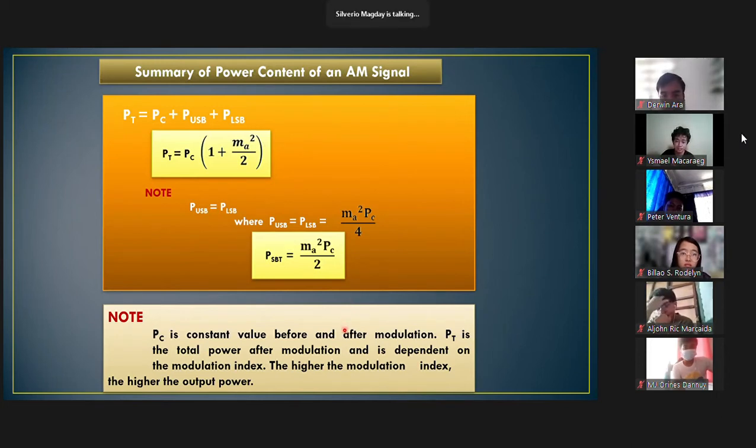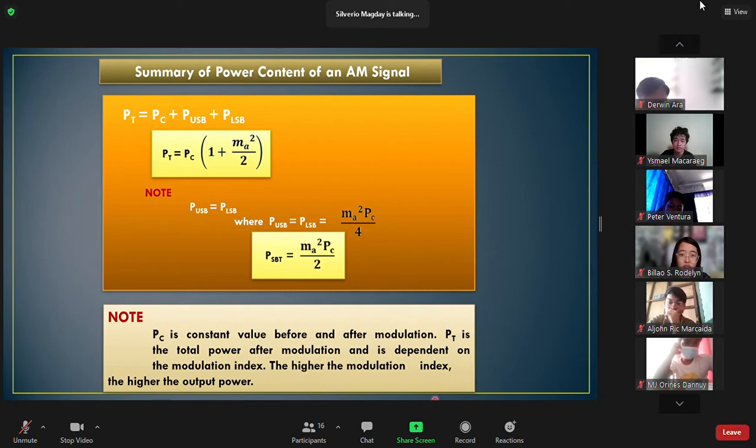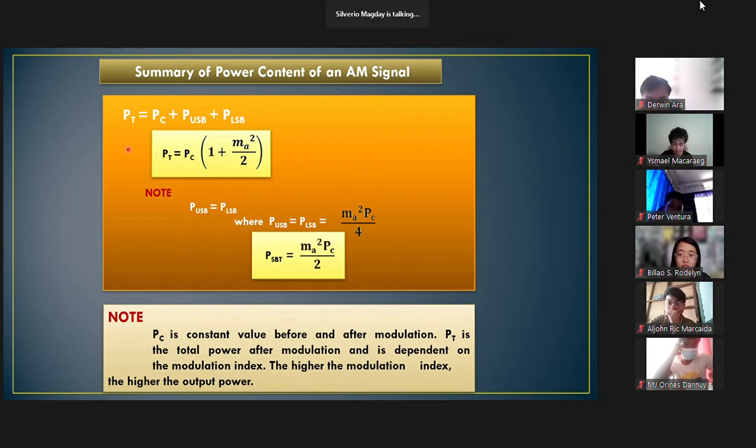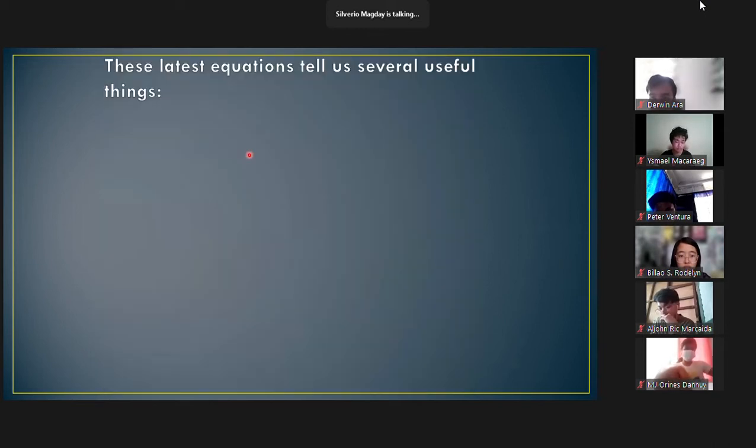So PC is a constant value before and after modulation. PT is the total power after modulation. Before modulation, it is PC. PT is dependent on the modulation index. The higher the modulation index, the higher the output power. Sometimes analyze the formulas too, because the questions can revolve around them. Since M is directly in the numerator, it is really dependent on the value of the modulation index. So the higher the modulation index, the higher the power.